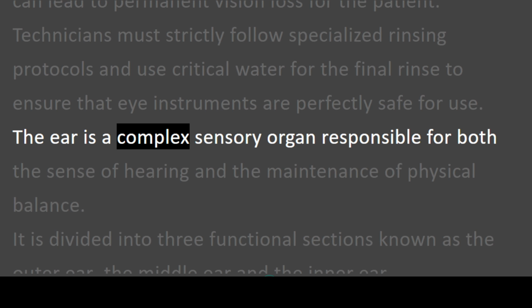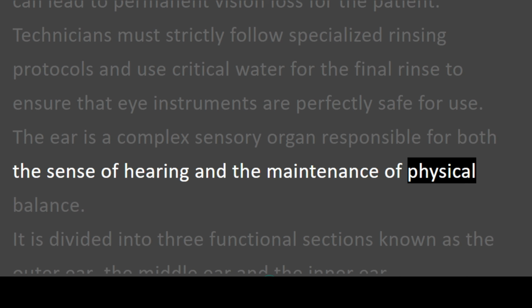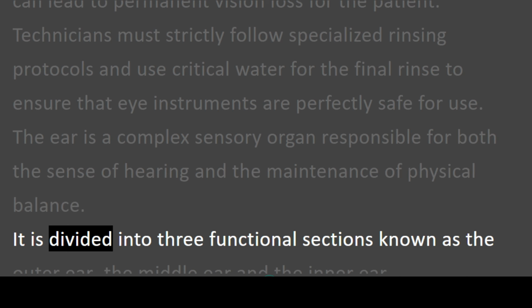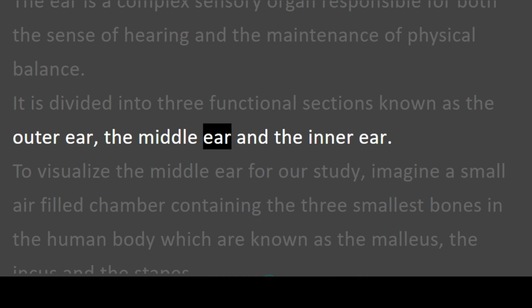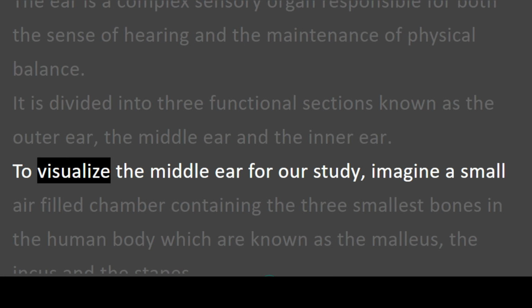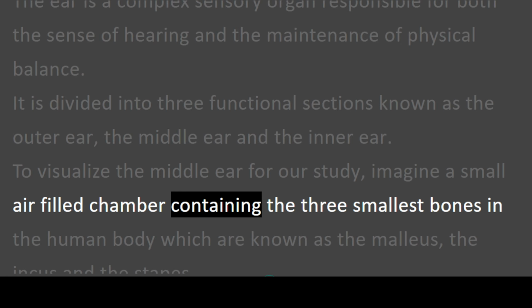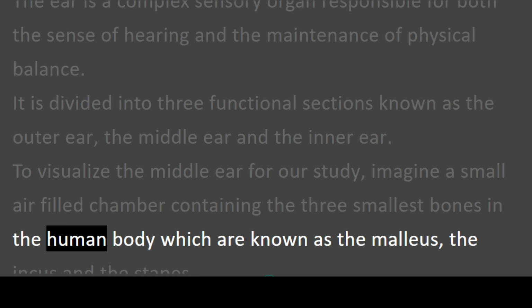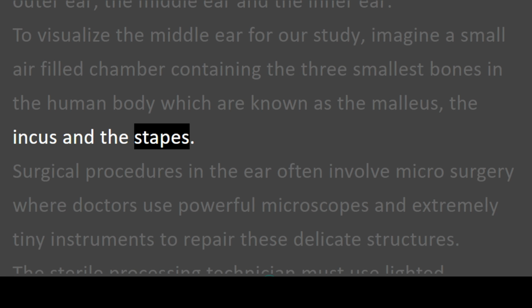The ear is a complex sensory organ responsible for both the sense of hearing and the maintenance of physical balance. It is divided into 3 functional sections known as the outer ear, the middle ear, and the inner ear. To visualize the middle ear for our study, imagine a small air-filled chamber containing the 3 smallest bones in the human body, which are known as the malleus, the incus, and the stapes.